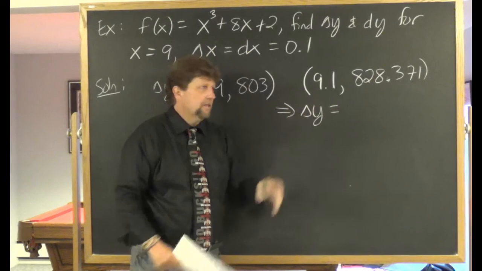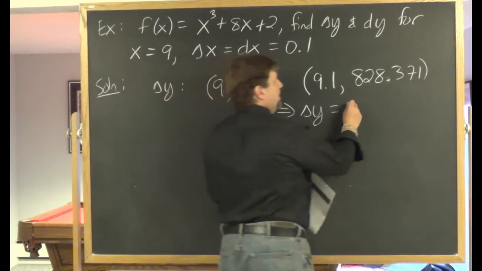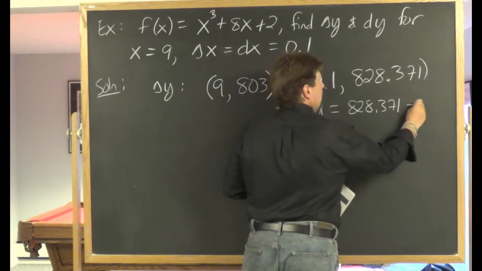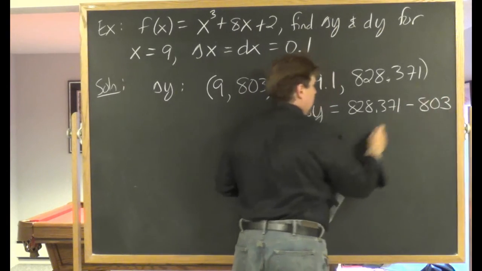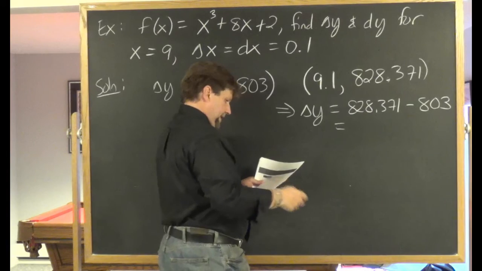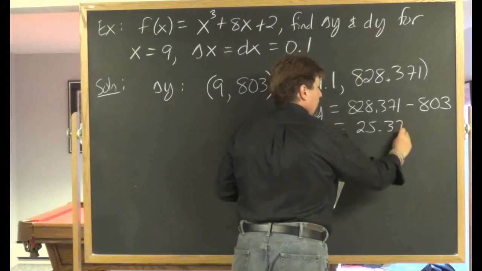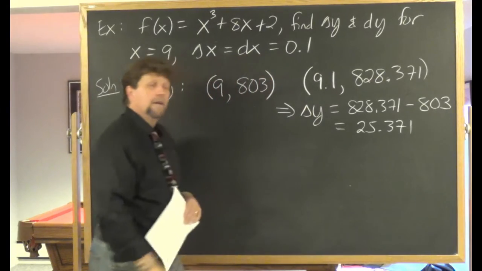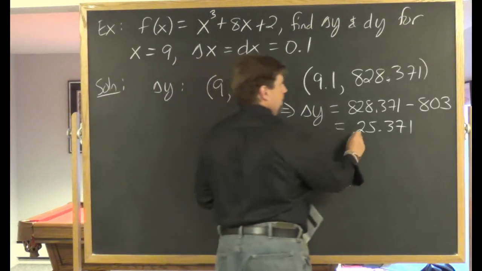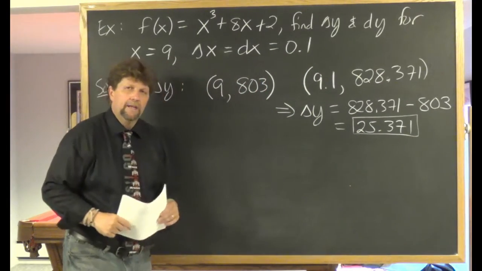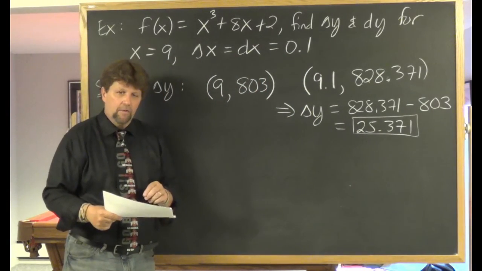To get the change in the y coordinates, I just simply take 828.371 and I subtract 803. And boy, that gives me 25.371. So delta y is 25.371. That's the actual change in y coordinates.